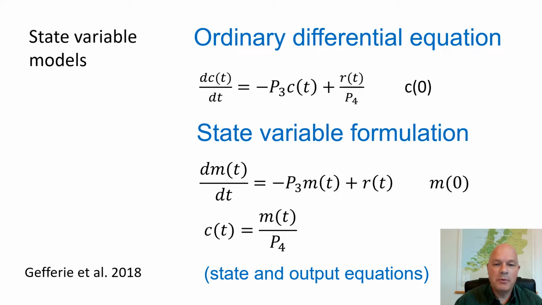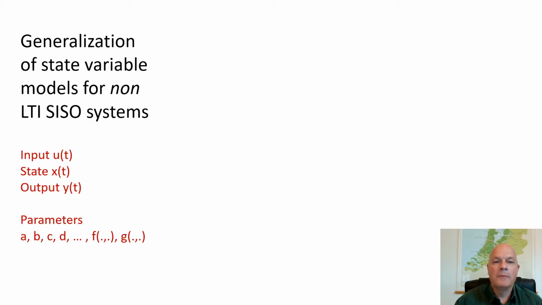And then there's a separate equation. The first equation we'll call the state equation, a separate equation for the output, the concentration, as a function of mass, and P4 is often called volume of distribution. We choose neutral names for P1 until P11, I believe.